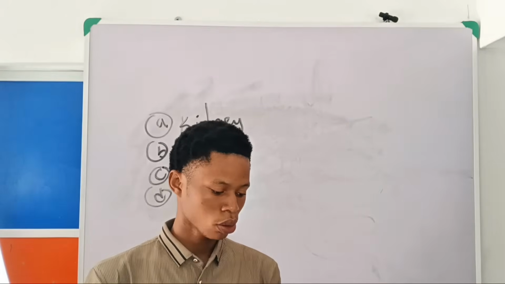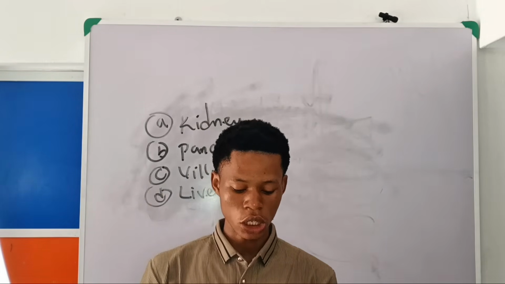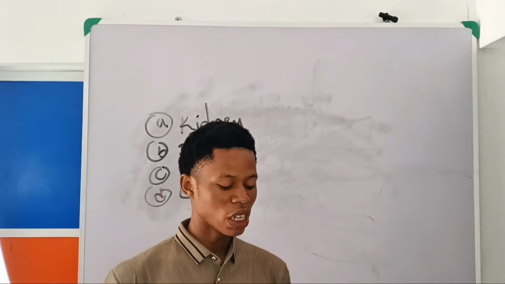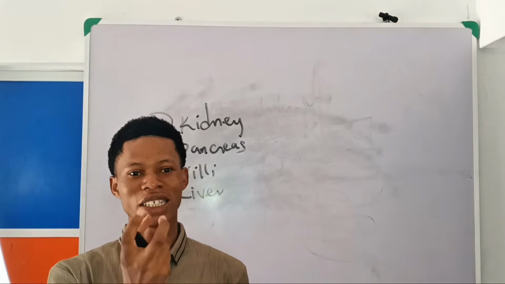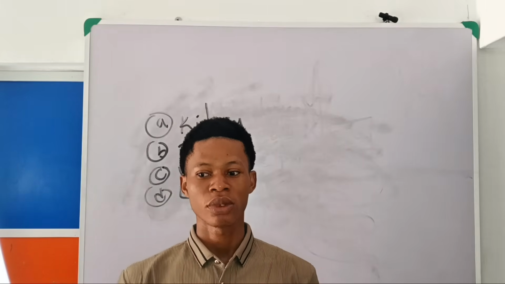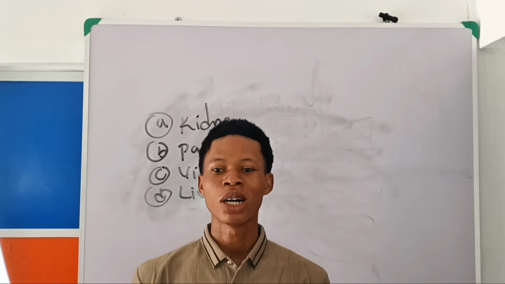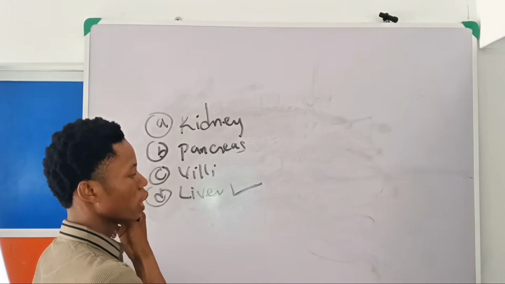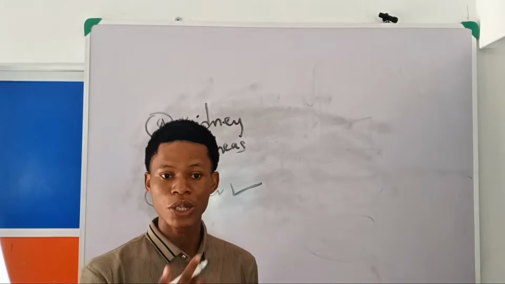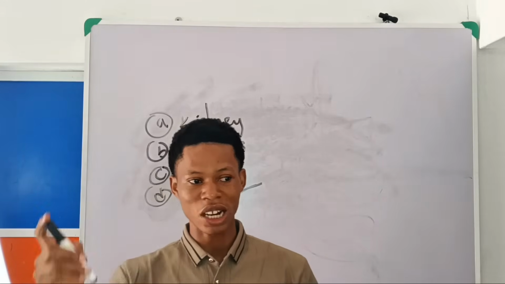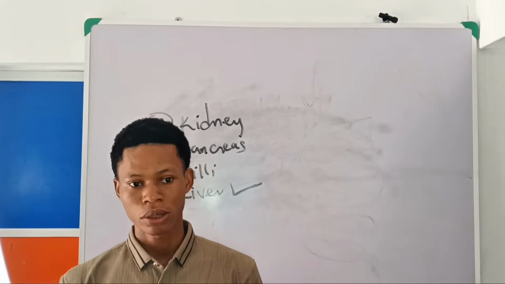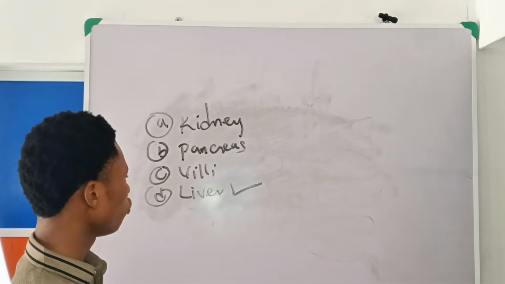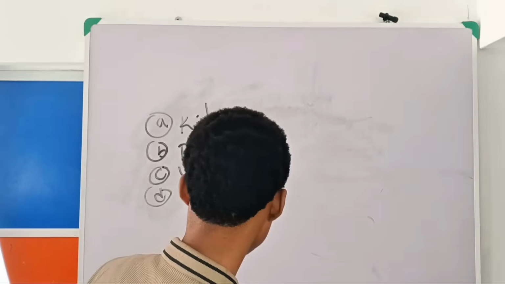So the conversion of excess amino acids into urea occurs where? Now, amino acids are broken down, and we have the amino group converted into urea. That breakdown of amino acid takes place in the liver. Please, anytime you hear breakdown in your body, most of the breakdown reactions take place in the liver. So the answer to that question is the liver, not the kidney, not the pancreas, not the villi.